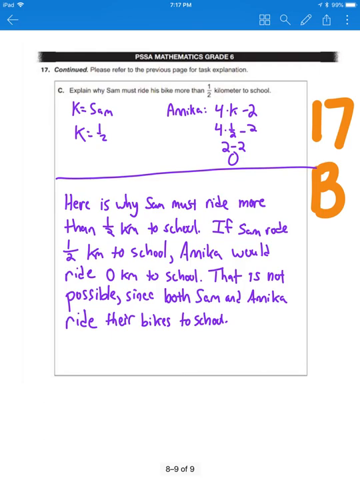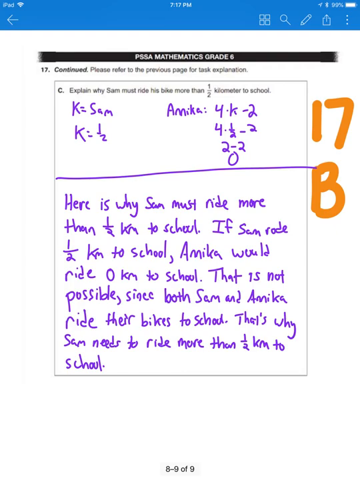So I'm going to wrap it up by restating my question. And here's what I wrote. That's why Sam needs to ride more than 1/2 kilometer to school. All right, restate my question. A couple sentences explaining why. Restate my question. And that would give you a very good explanation.